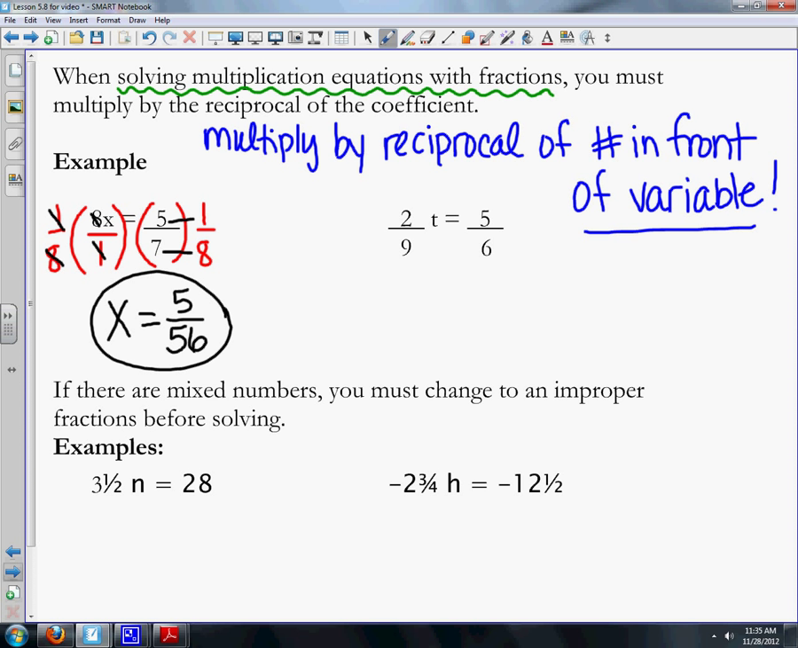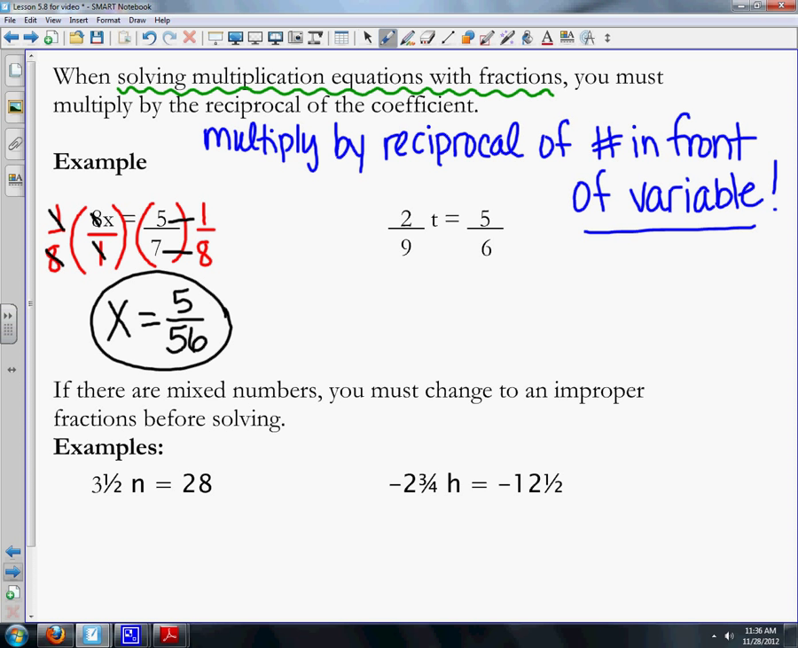You can check that by doing this. 8 times 5 over 56. Now, 8 over 1 becomes that, so that becomes 40 over 56. And then I'm going to divide by 8, and you get 5 over 7. So that works. Now, it requires a lot of steps and some multiplication, but that's it.